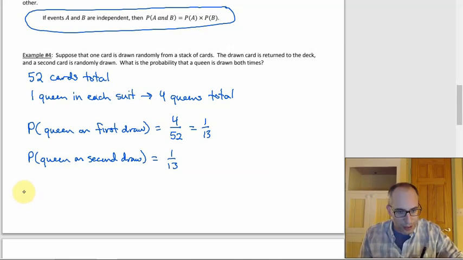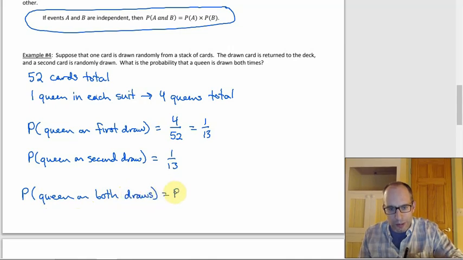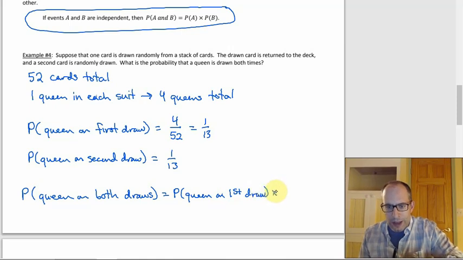So I guess then what we can do, and this will be kind of long when I write this, at least left to right I think it might be. So the probability of a queen on both draws would be equal to the probability of a queen on the first draw times the probability of a queen on the second draw. There, barely got it in.